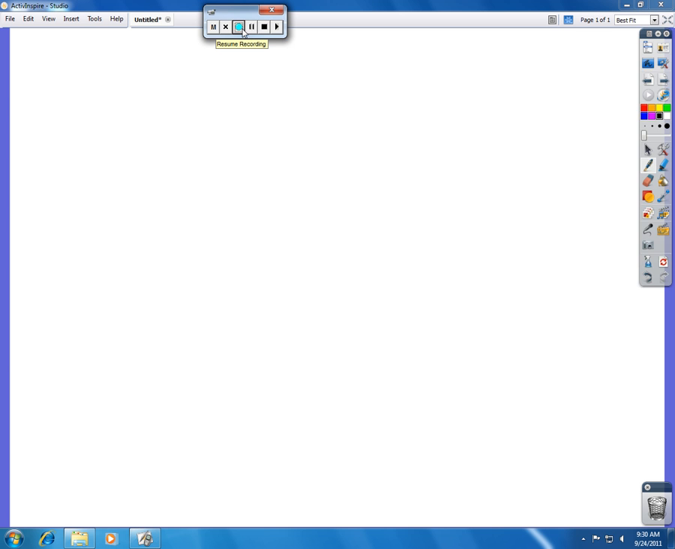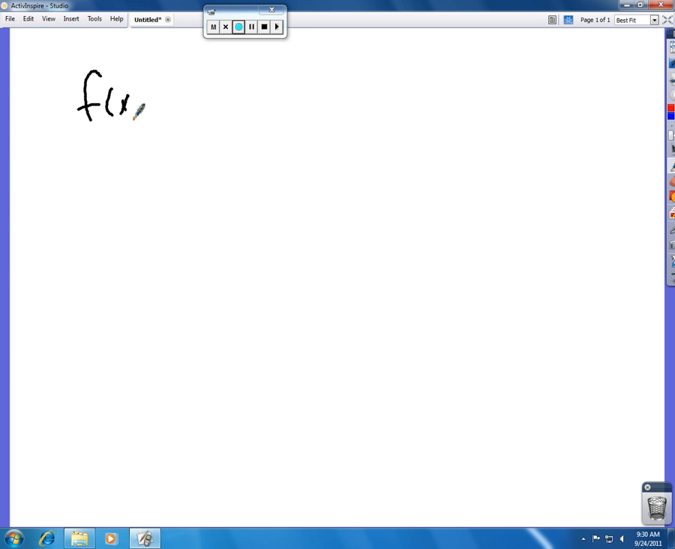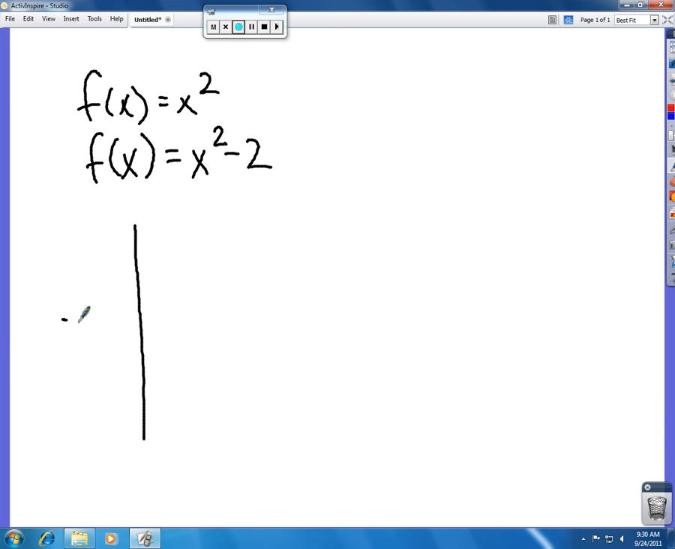Now, again, if we're dealing with the same function, let's say x squared, we know that's a parabola, but we're going to compare that to, let's say, x squared minus 2. Well, like we just saw, and we've already seen before, we know x squared is going through the origin, and it's going to be a parabola. But because we're subtracting 2 from it now, this is going to move it down the y-axis 2 points.